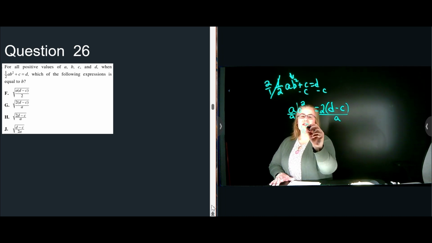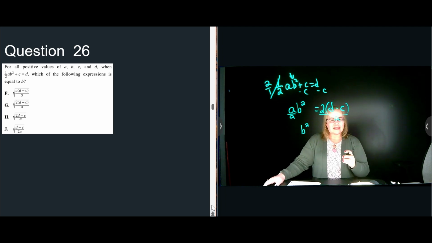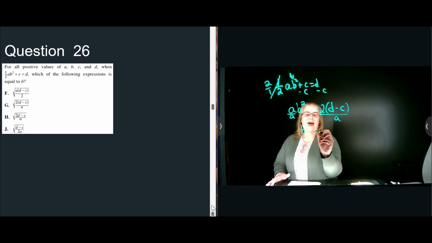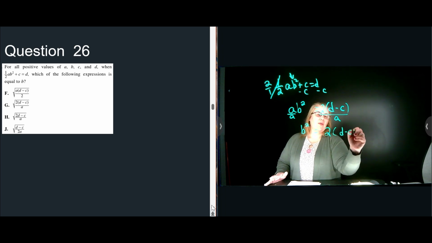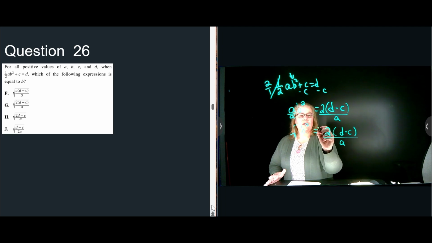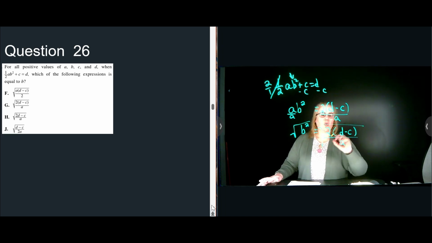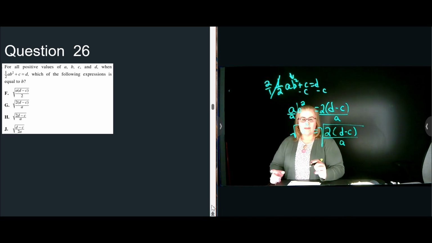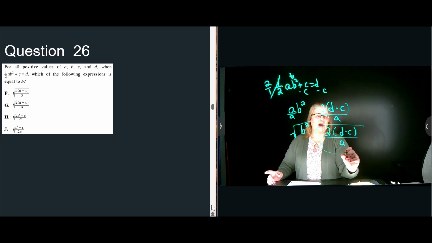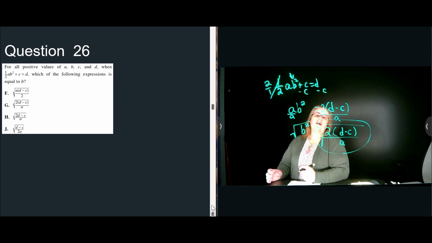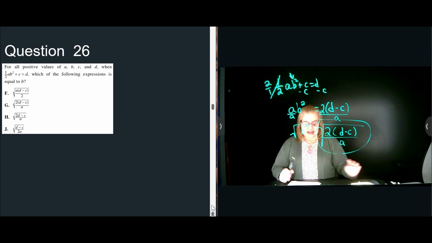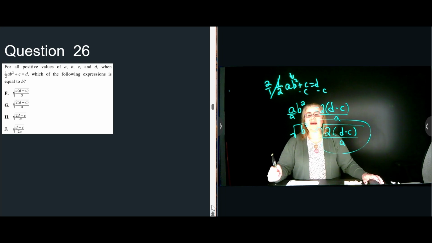Now I'm left with B squared. It is still not by itself. So I'm going to have to get that squared going. Well, what is the opposite operation of something that's squared? It's the square root. So I'm going to square root this whole side. So what does my B equal? It equals this right here, this square root of 2 times D minus C divided by A. So what is that answer? That answer is going to be G.